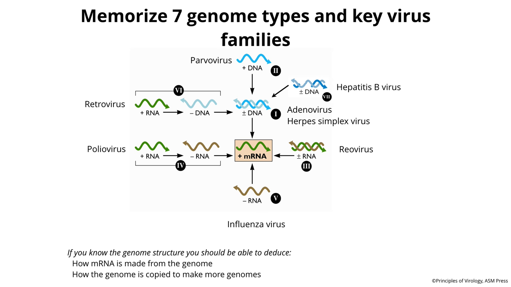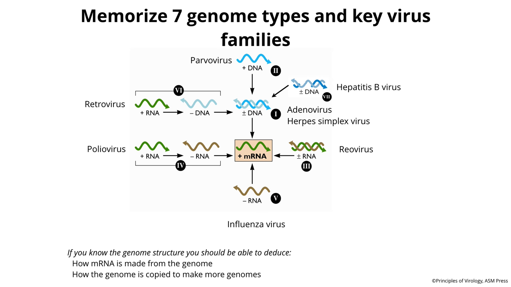Group three, double-stranded RNA viruses. The reovirus is the family name. But if you've ever had gastroenteritis, vomiting, and diarrhea, a rotavirus, which is one of these reoviruses, has probably caused it. Four is poliovirus, the plus-stranded RNA viruses. The prototype for that will be poliovirus, which is about to be eradicated.